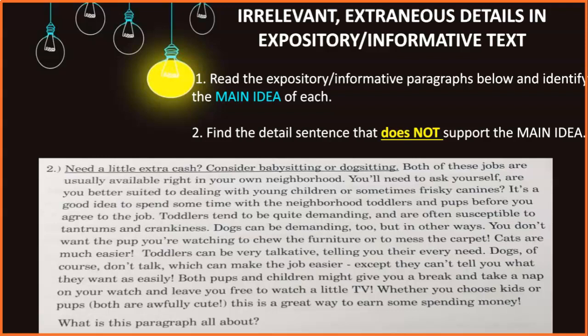So what's the main idea of this paragraph? Well, remember, our main idea is always going to be the first sentence, that topic sentence. The topic sentence tells us what our entire paragraph needs to be about. So, need a little extra cash? Consider babysitting or dog sitting. If that's my main idea, then my entire paragraph needs to tell me either about babysitting or about dog sitting. This is a compare and contrast paragraph, so we're comparing the details of babysitting to the details of dog sitting. But which detail is extraneous? It doesn't tell us anything about babysitting or dog sitting.